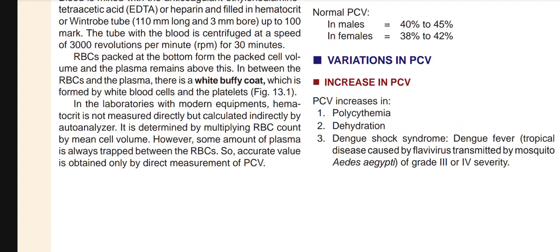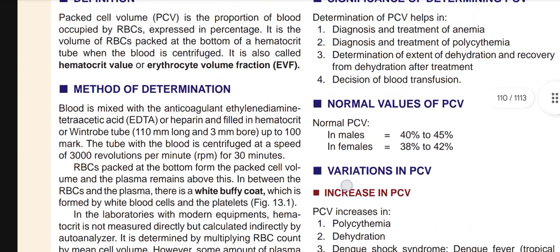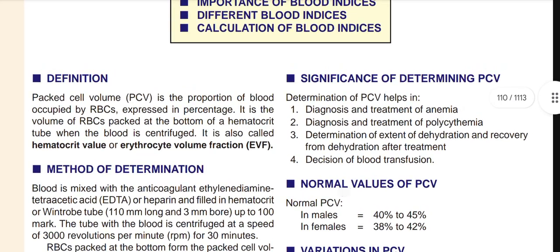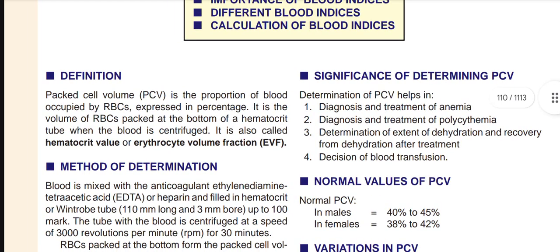In laboratories with modern equipment, hematocrit is not measured directly but calculated indirectly by an autoanalyzer. It is determined by multiplying the RBC count by mean cell volume. However, some amount of plasma is always trapped between the RBCs, so an accurate value is obtained only by direct measurement of PCV. Now, significance of determining the packed cell volume.